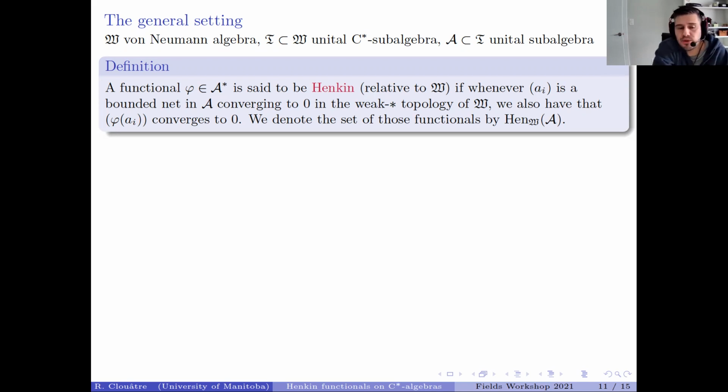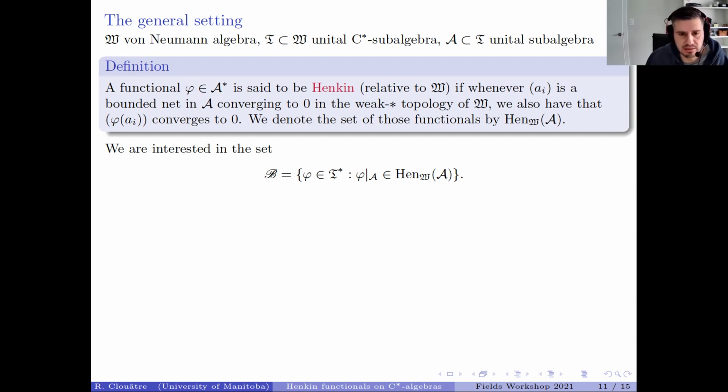And then what am I after? In the classical case, I was after those measures whose restriction to the ball algebra was Henkin in this way. So what's the replacement here? Well, I replace measures by arbitrary functionals on the C-star algebra. And I want to know which of those have the property that when you restrict them to the small algebra, you get something that's Henkin. So what I'm really interested in today is to give a description of this set.